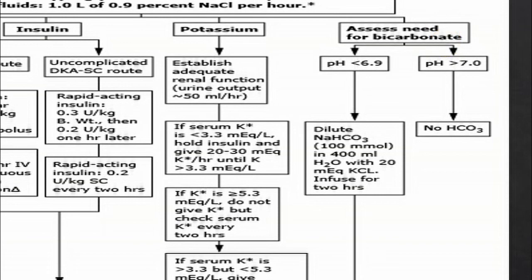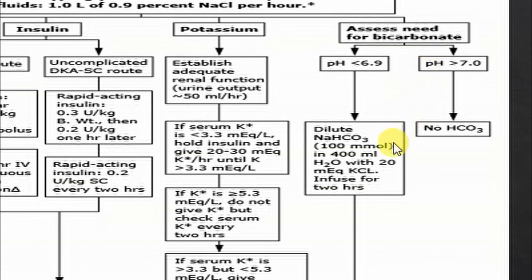The fourth factor that we have to manage is the bicarbonate level. The only factor that determines the bicarbonate replacement is the pH of the blood. If the pH is less than 6.9, then we have to dilute sodium bicarbonate in 400 ml of water with 20 mEq of potassium and infuse it for 2 hours. If pH is more than 7.4, then we can directly administer sodium bicarbonate.